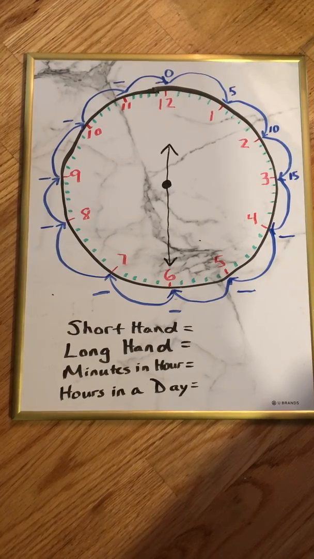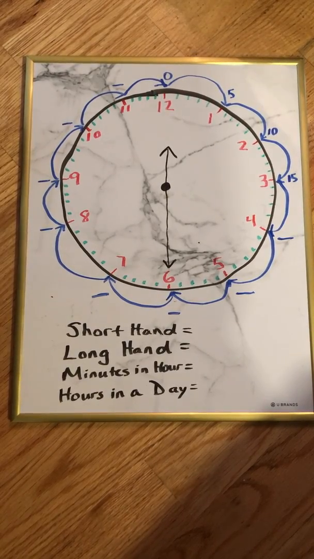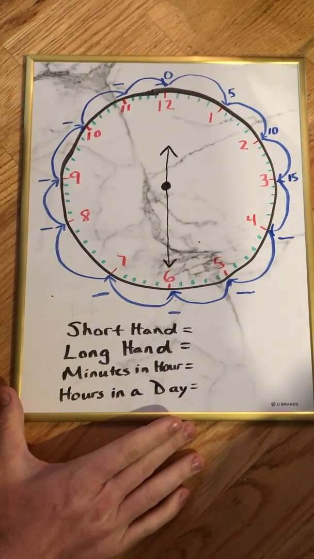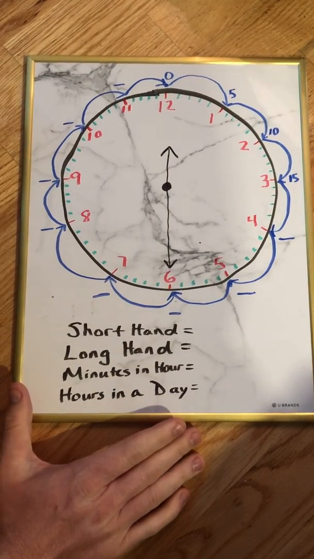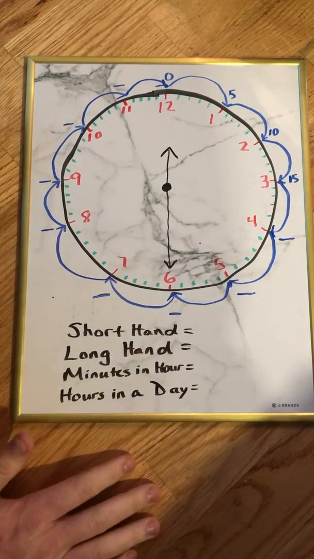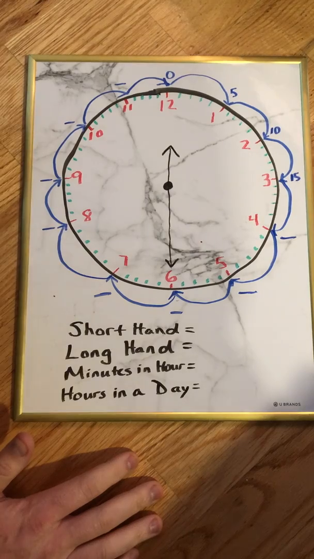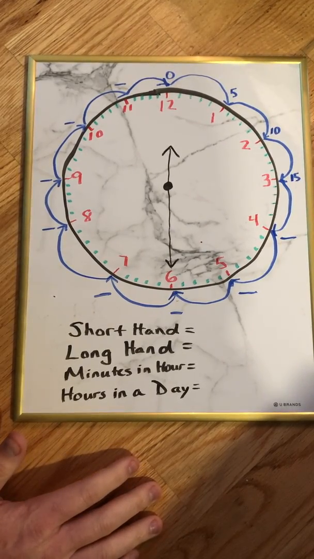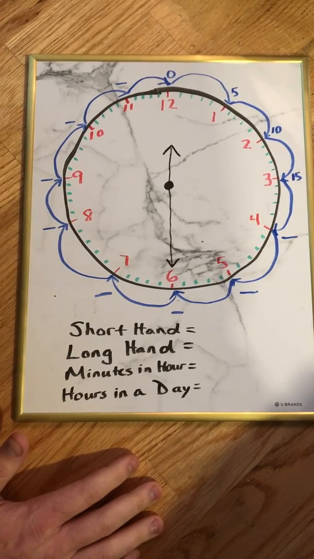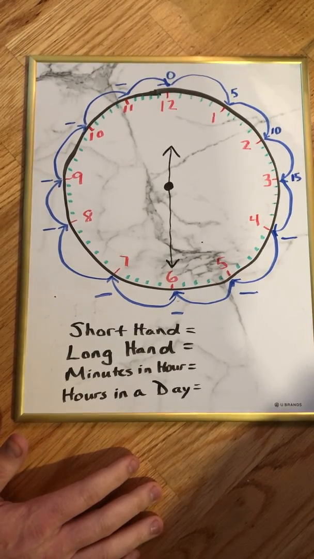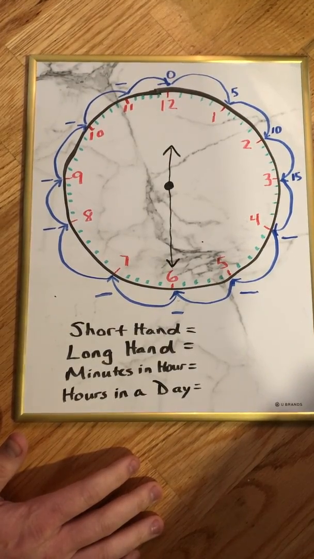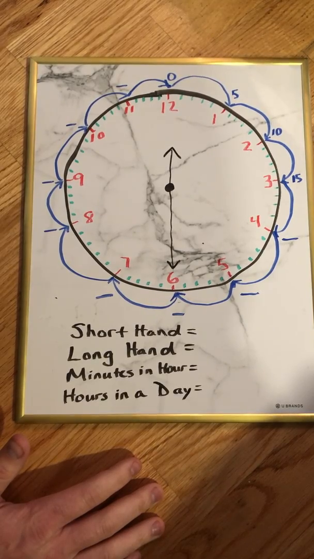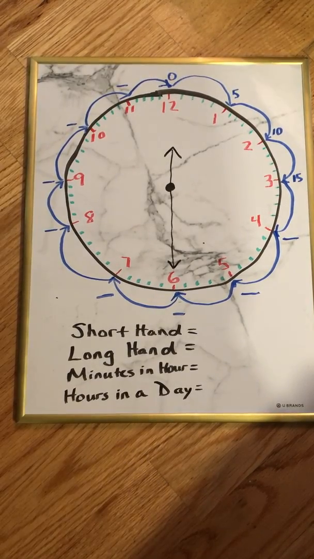So what you can see I did is I drew a clock on my dry erase board here, and I used a bunch of different colors to represent some different things that we're going to learn about today. Now, some of you may be a little familiar with this already, and some of you may have never seen a clock like this before. So let's go over a few quick things.